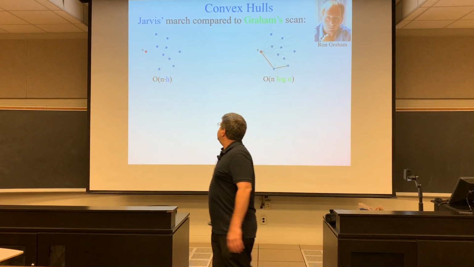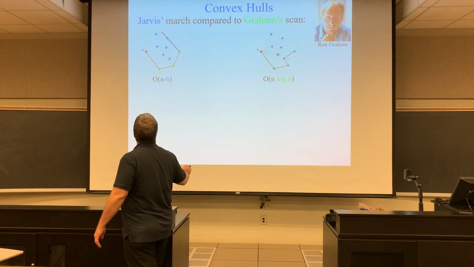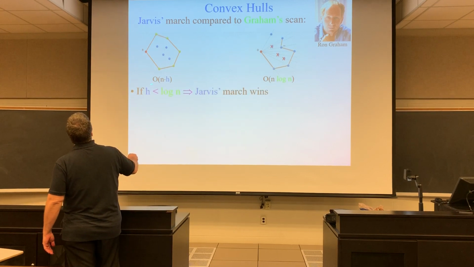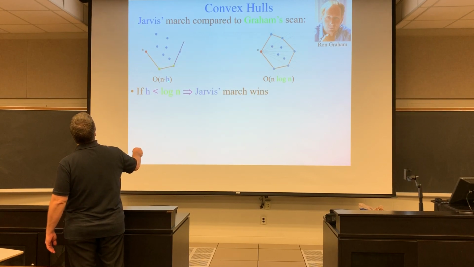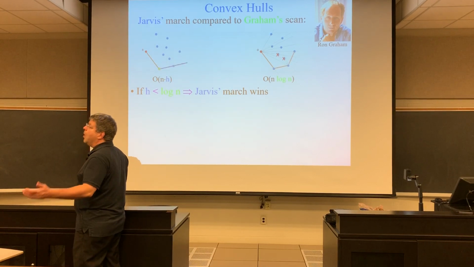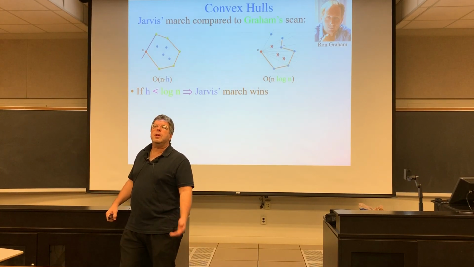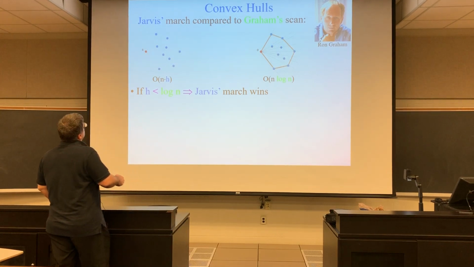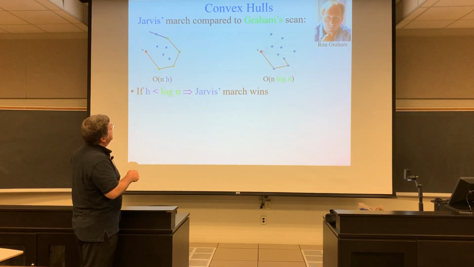It depends on the point set. Sometimes this will be better, sometimes that will be better. When will one be better? If the size of the convex hull is less than the log of the number of points, then obviously this one will win. If it's a constant number, or log, or the square root of the log, or something smaller than log, that'll be a better algorithm to use.